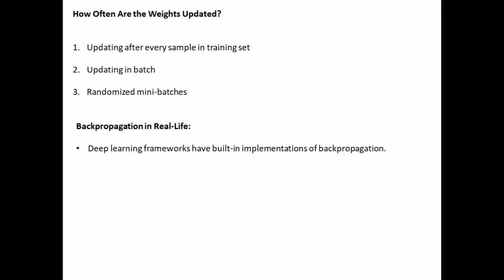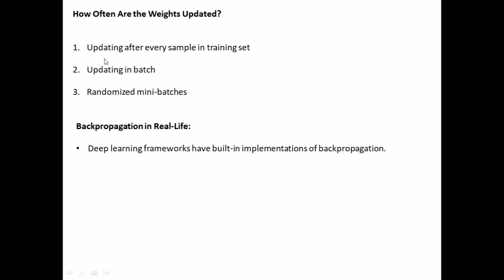So now the question is, how often are the weights updated? For this question we have three answers. The first one is updating the weights after every sample in the training set. The second one is updating in batch, and the third answer is randomized mini batches. In the first strategy, we run the forward pass for every sample, and then we calculate the optimal weights, and then we update. But this kind of approach is time consuming for larger training sets.